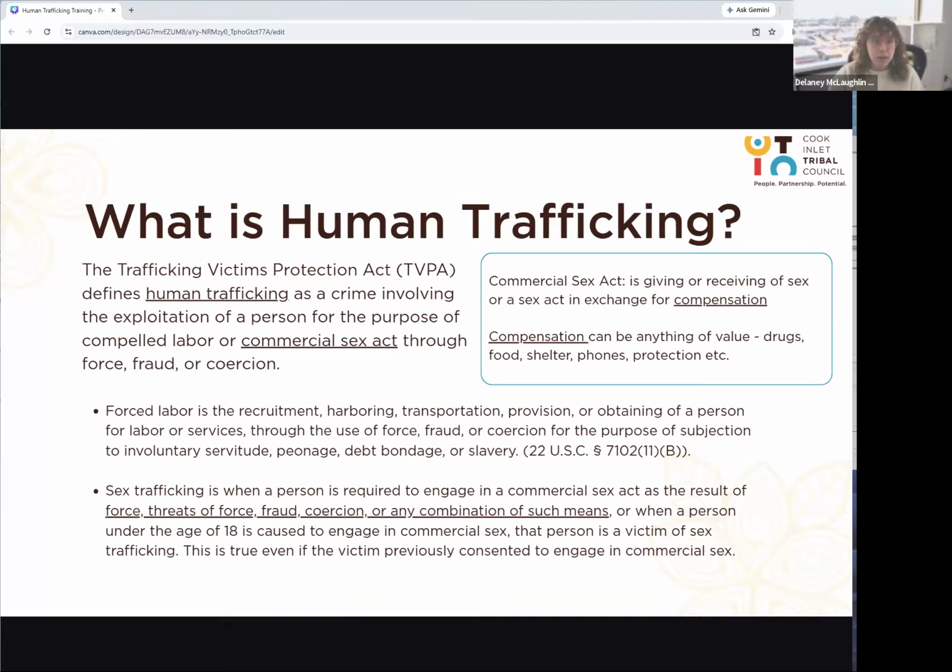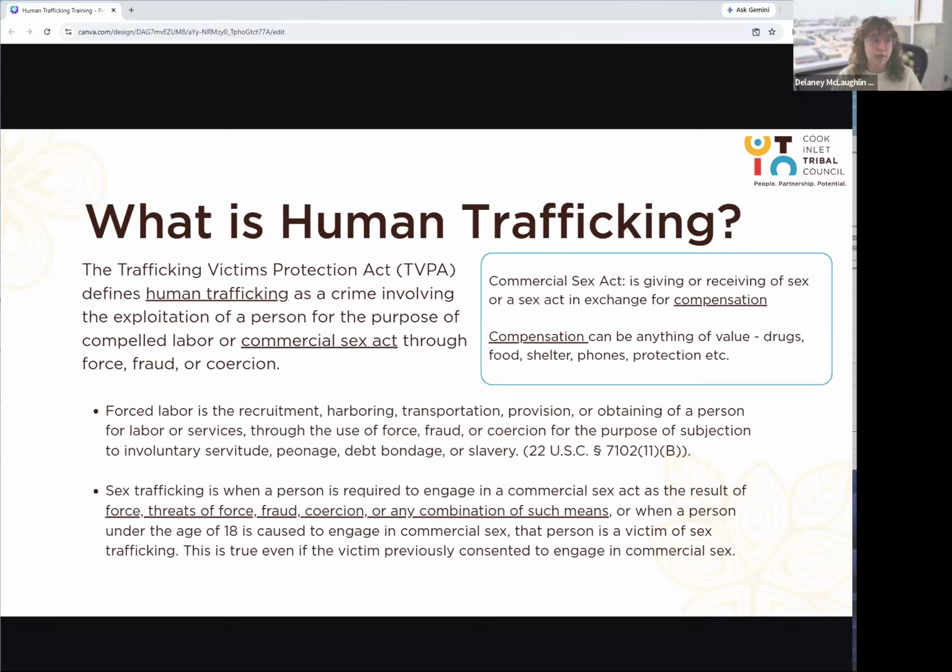It's important to note that we define a commercial sex act as the giving or receiving of sex or sex acts in exchange for compensation. For this, compensation is defined as anything of value. So that can include drugs, food, shelter, phones, or protection. The TVPA also defines human trafficking into two types: labor trafficking and sex trafficking.